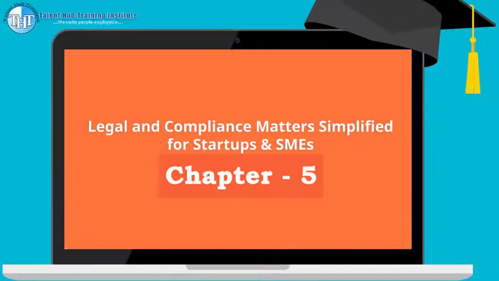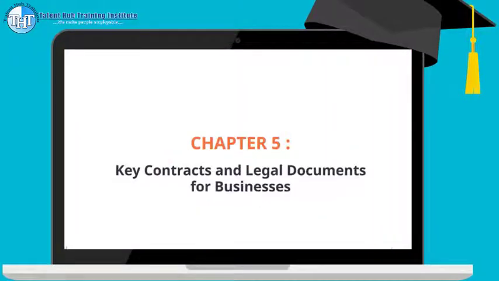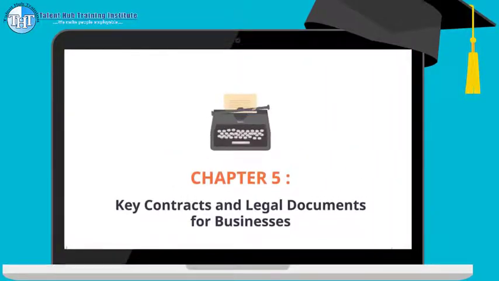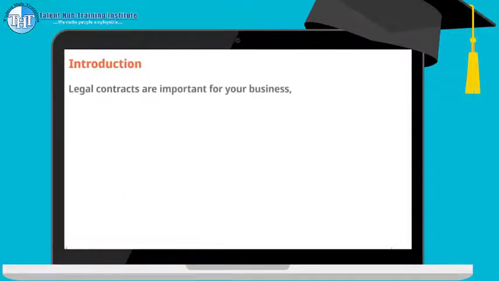Today, let us talk about key contracts and legal documents for business. In business, contracts are important because they outline expectations for both parties. They protect both parties if those expectations aren't met. In this chapter, we will discuss the different types of contracts and legal documents required to run a business effectively and legally. Now let us start with understanding why a business entity needs legal contracts and agreements.